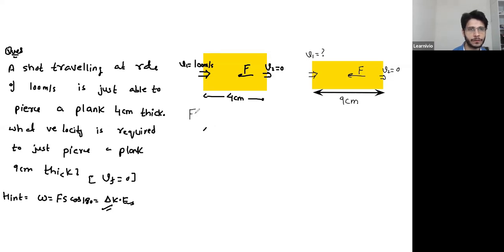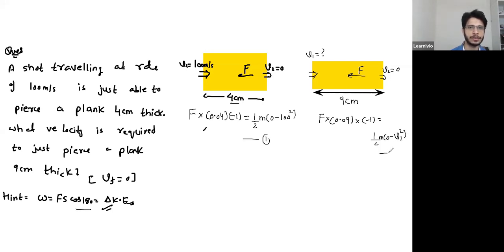Say force is F, displacement is 4 centimeter, 0.04 meter, cos 180 degrees minus 1 is equal to change in kinetic energy. Final kinetic energy is 0. Initial is half m v1 square. That's the first equation. Then here, same force, but now it's covering a displacement of 0.09 meter. Cos 180, it's minus 1, is equal to half m, final velocity is 0, initial is v1 square. That is equation number 2.